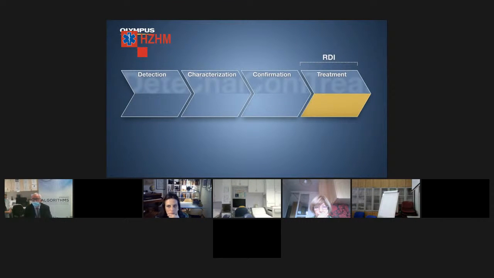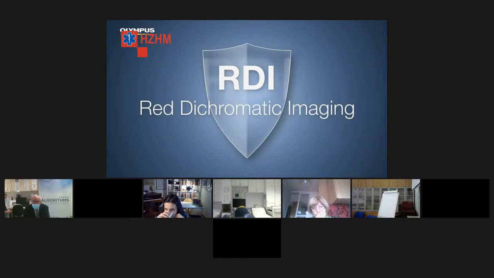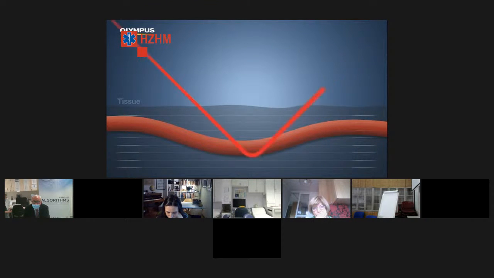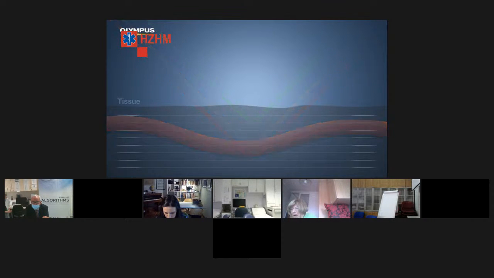Designed to enhance the visibility of deep vessels and bleeding points during endoscopic treatment. RDI stands for red dichromatic imaging. RDI uses an additional amber LED. Red light penetrates deeper into the tissue compared to green light. If a deep blood vessel is present, amber light is strongly absorbed. The vessel appears darker and is therefore more visible.